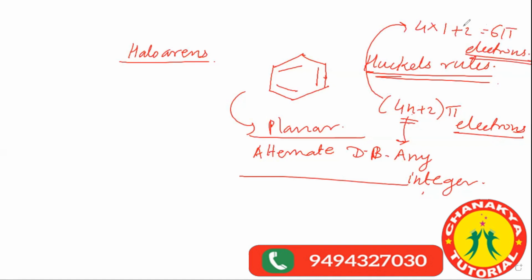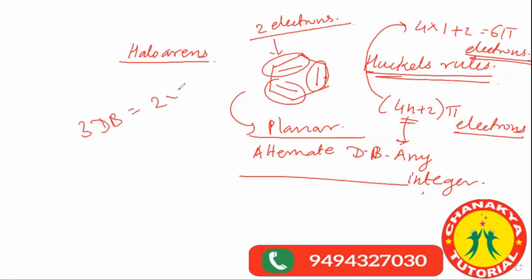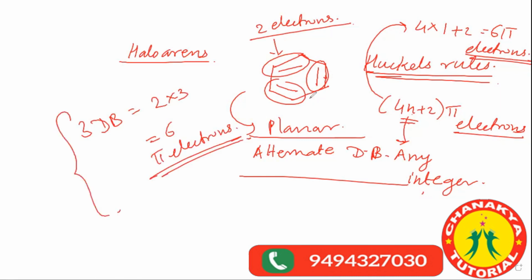Now see, whether 6 pi electrons are present in this or not, that we have to see. One double bond consists of how many electrons? 2 electrons. How many double bonds are there? 1, 2 and 3. So 3 double bonds consist of 2 into 3, that is equal to 6 pi electrons. Got it? Yes. So it obeys Huckel's rule and hence it is an aromatic compound.